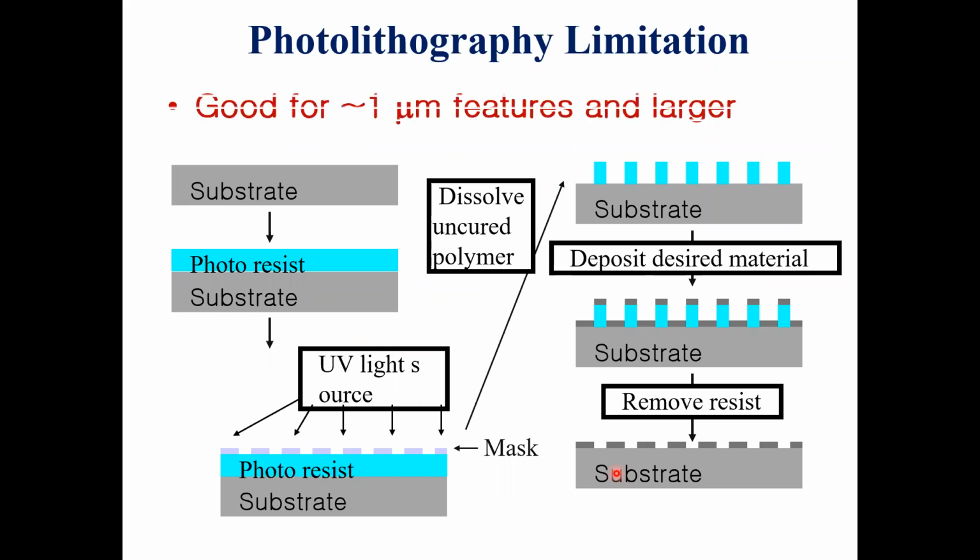So if you're making materials 1 micron and larger, photolithography is a good technique. You can create feature sizes, and you can deposit material through those small features and make material which is roughly about 1 micron and higher, larger. You can use projection lithography to make sub-micrometer materials. So that's the limit.